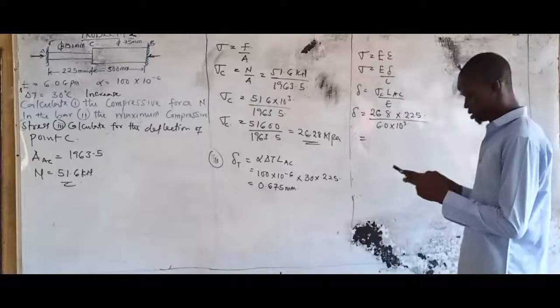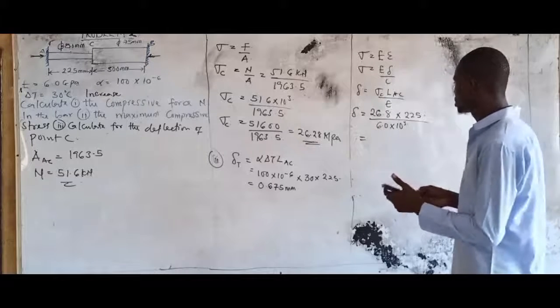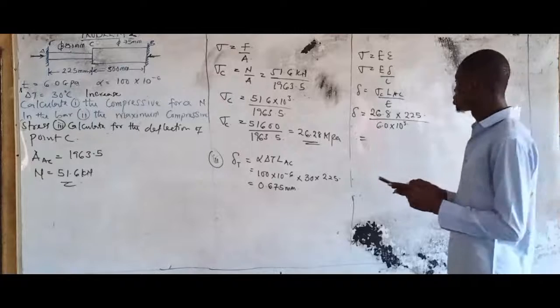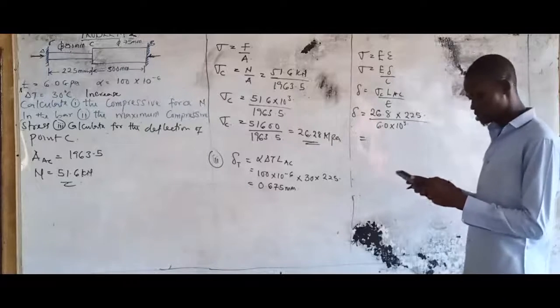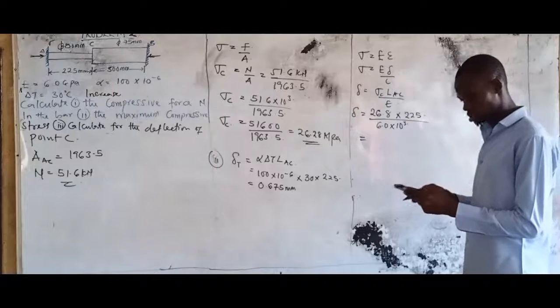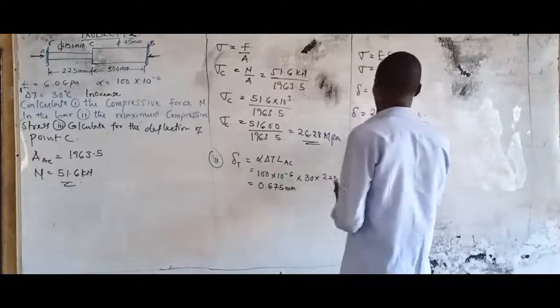Now, I'll be having 26.8 times 225. That should give us 6,030, divided by 6,000. That should give us 1.005.